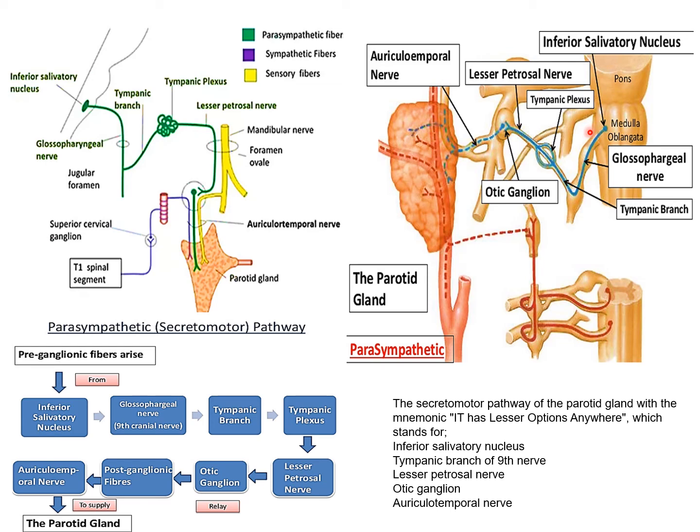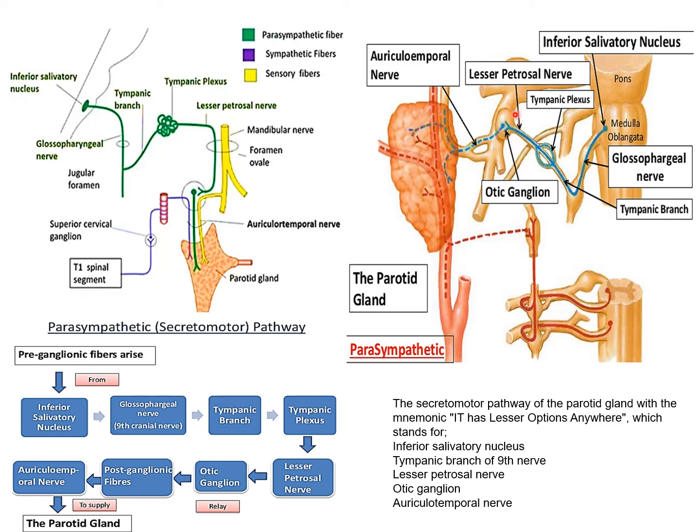If we see here, the preganglionic parasympathetic fibers are arising from the inferior salivatory nucleus of the medulla. They pass through the tympanic branch of the glossopharyngeal nerve and it relays in the otic ganglion through the lesser petrosal nerve. This is the tympanic branch of glossopharyngeal nerve forming the tympanic plexus. From the tympanic plexus arises the lesser petrosal nerve. It relays in the otic ganglion and through the auriculotemporal nerve.